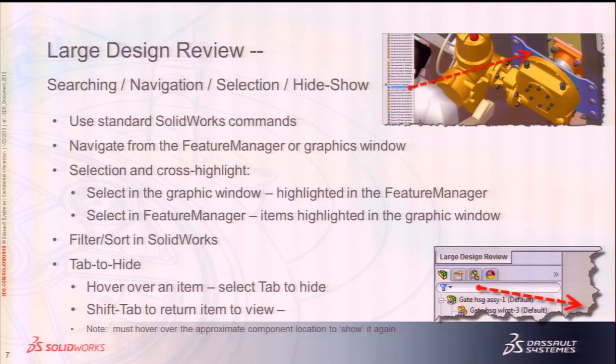Now, another thing that I really like to use is the tab to hide capability. If you're going to navigate your way through a complicated design, you want to basically peel away the layers and start to look deeper and deeper.